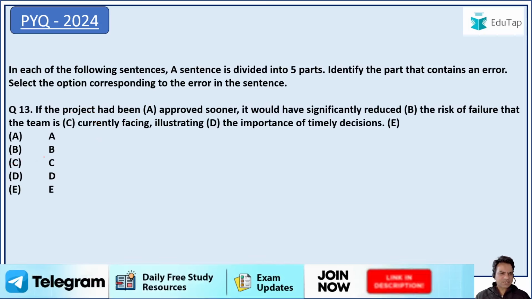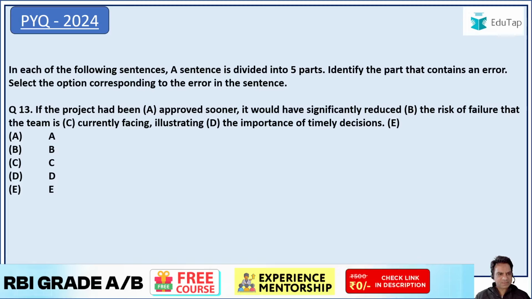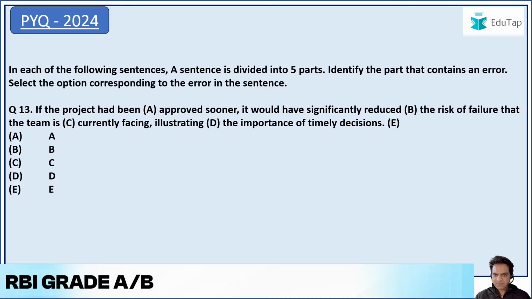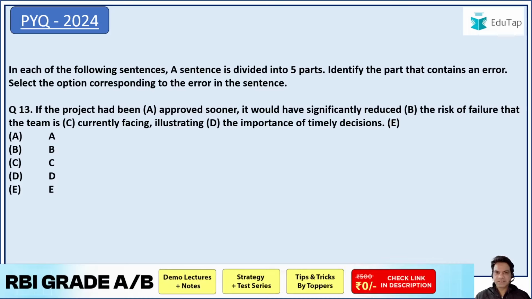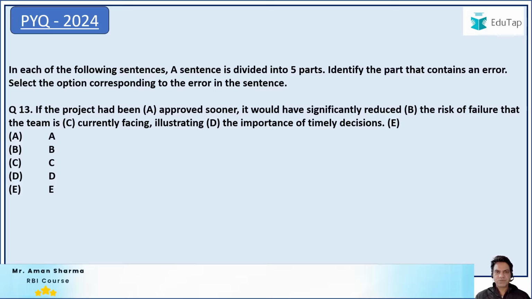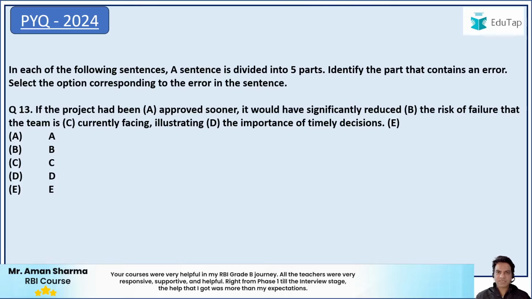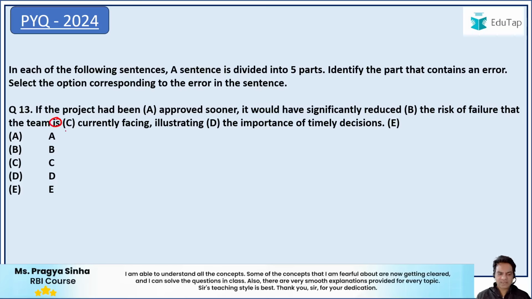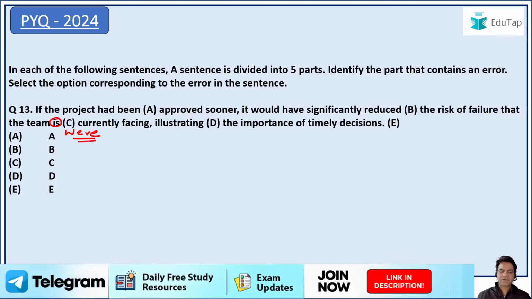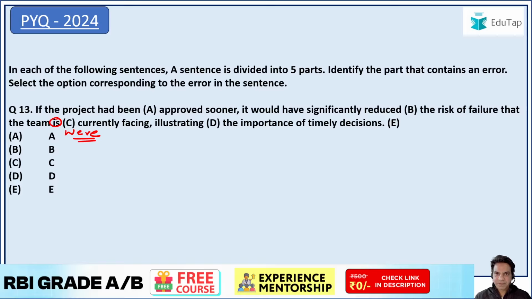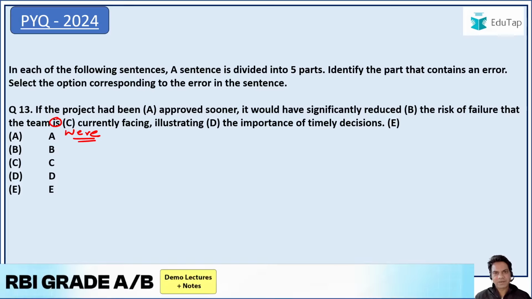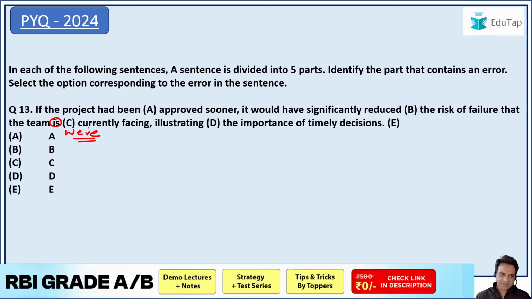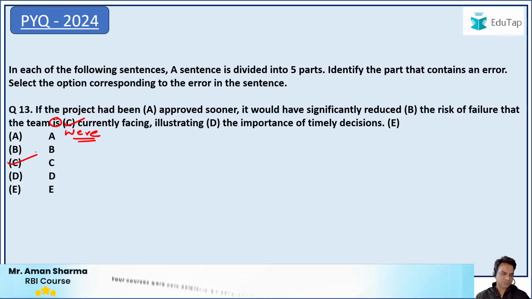Next question, guys. If the project had been approved sooner, it would have significantly reduced the risk of failure that the team is currently facing, illustrating the importance of timely decision. No, guys, this is a conditional sentence. In conditional sentences, the only helping verb we use is were. So if the project had been approved sooner, it would have significantly reduced the risk of failure that the team were facing currently. Guys, in conditional sentences, always remember the helping verb that we can use is only were. If India were a developed country, not if India is a developed country, not if India will be a developed country, if India were a developed country. So clearly option C is your answer again in this option.